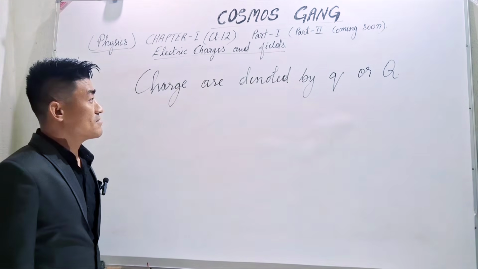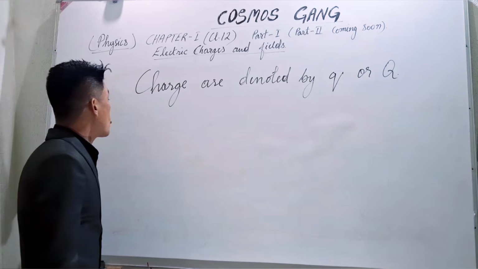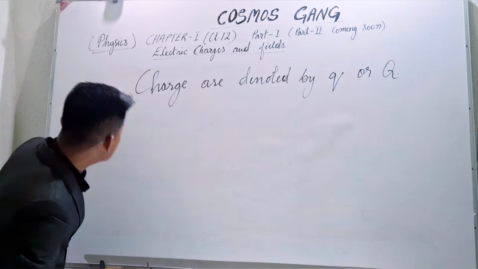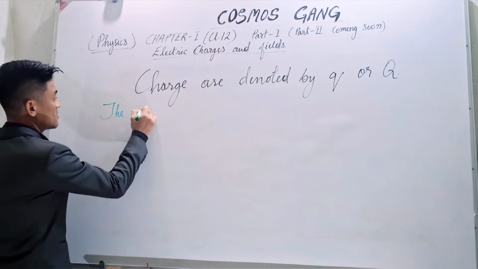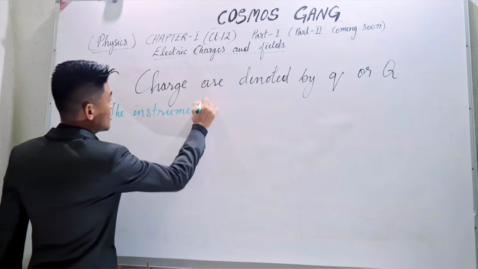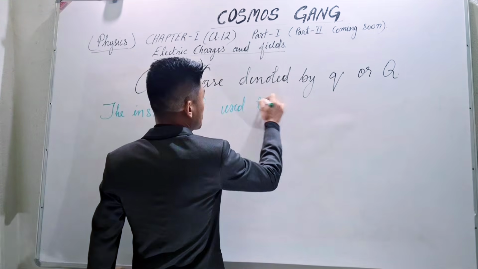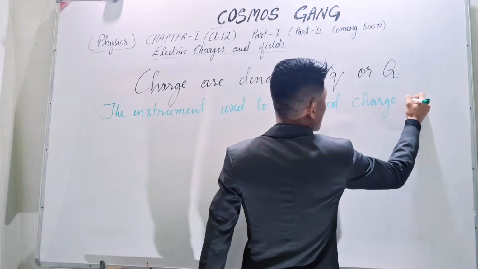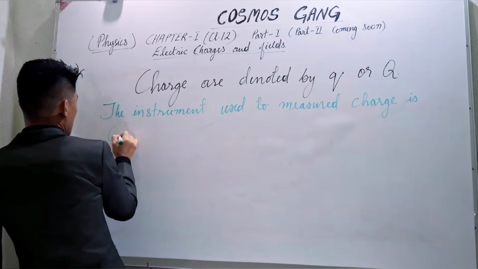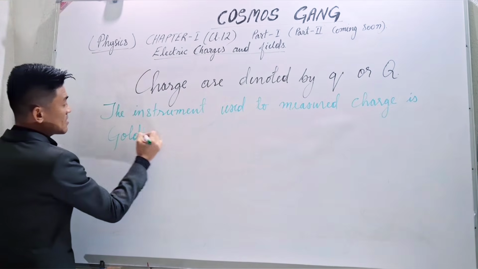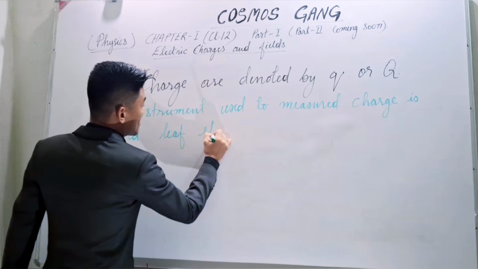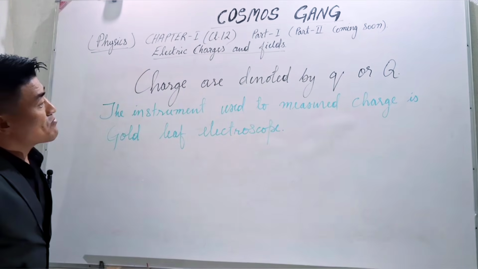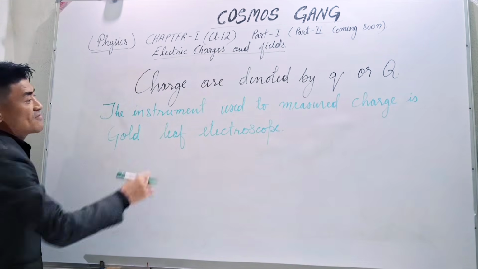There is an instrument used to measure or detect our charges. So the instrument used to measure charge is leaf electroscope. The instrument used to measure charge is gold leaf electroscope.